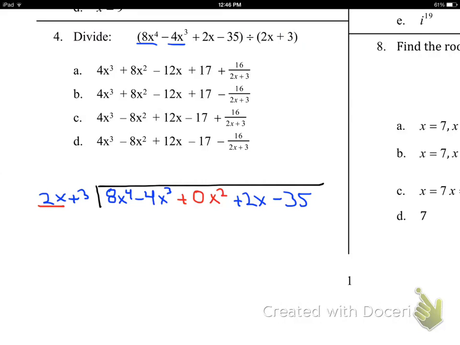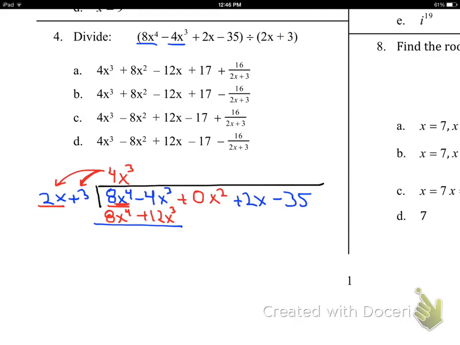What do I need to multiply 2x to end up with 8x to the fourth? So I need 2 times 4 will give me 8, and I need 3 more x's because I need x to the fourth power. So I need x to the third. Then you need to multiply by them both. So you need to distribute to both of them. That gives me 4x to the third times 2x to the fourth will give me 8x to the fourth. 4x to the third times 3 will give me a positive 12x to the third.